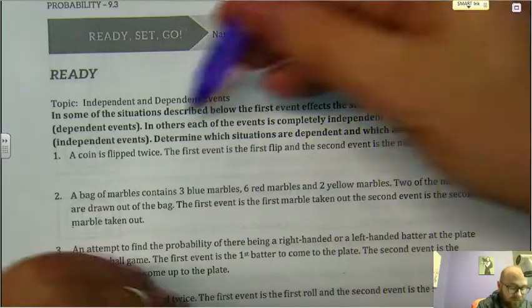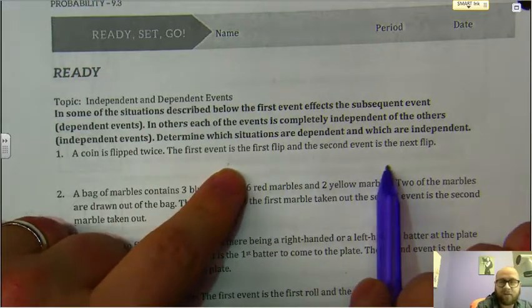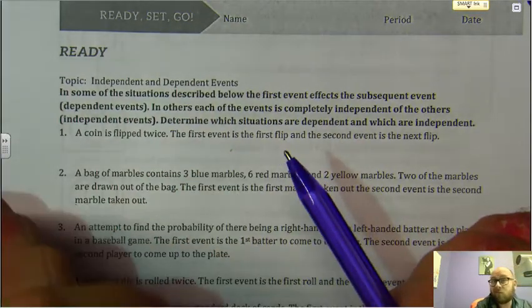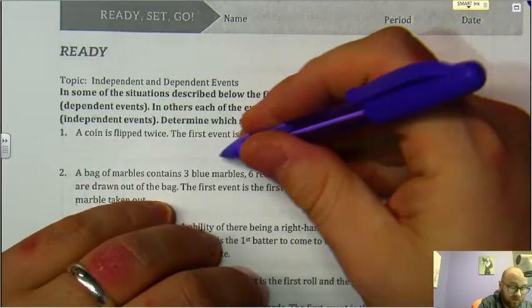A coin is flipped twice. The first event is the first flip, and the second event is the next flip. When you flip a coin, it doesn't remember or care what it was previously flipped as, so these are independent flips.